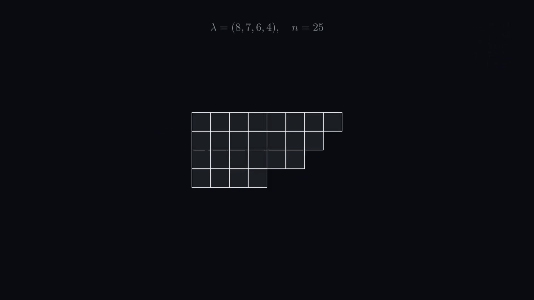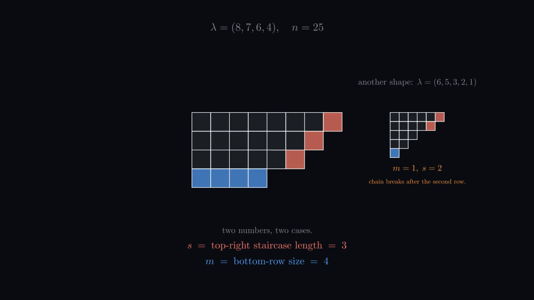Pick a strict partition. 2 numbers describe its corner shape. M is the size of the bottom row. S is the length of the top right staircase. Strictly, S counts only the chain from the top right where each row drops by exactly 1. Once that chain breaks, S ends, even if more rows continue stepping down.